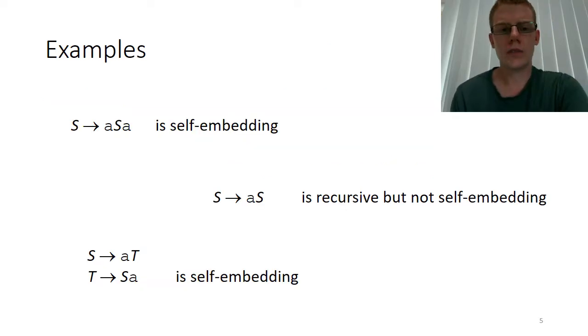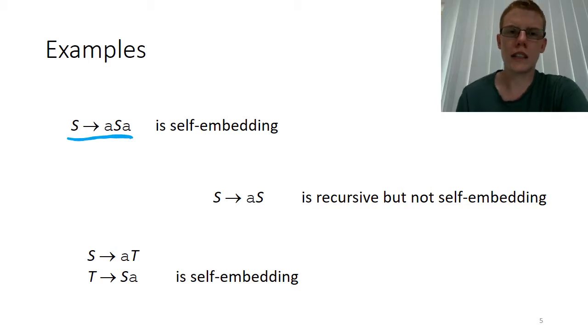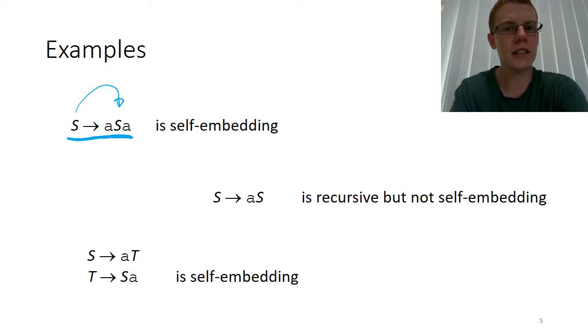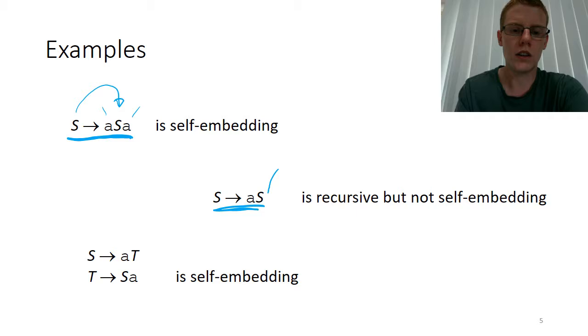So just some quick examples. A grammar with a rule in this form is clearly self-embedding because we go from a non-terminal back into something that contains that same non-terminal, but where we have a non-empty string of terminal characters out either side of it. This rule here is a recursive rule because we eventually get back to the same non-terminal again, but we don't have a non-empty set of terminal symbols on the right-hand side of the resulting expansion, so this is not self-embedding.